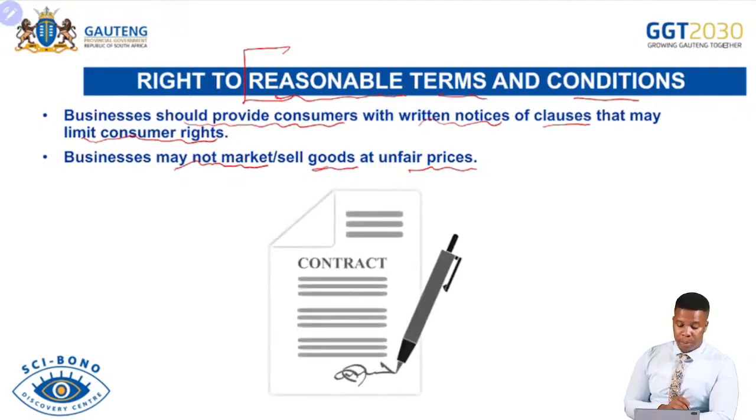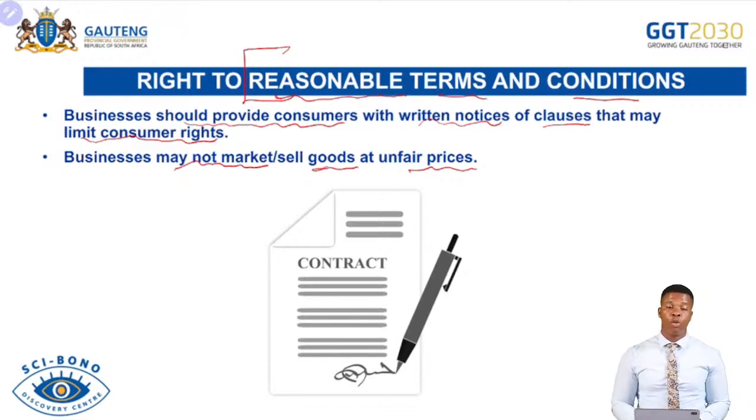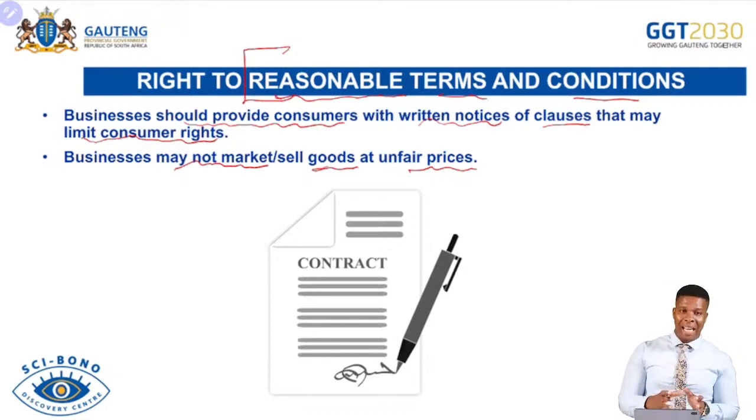So this is basically on the contract, to say whatever clause is on the contract that would limit the rights of consumers should be specified and bolded so that you know as a consumer that your rights here do not apply in the process of buying these goods and services. Hence we say the business should provide consumers with a written notice of clauses that may limit consumers' rights. So that has to be explained clearly.